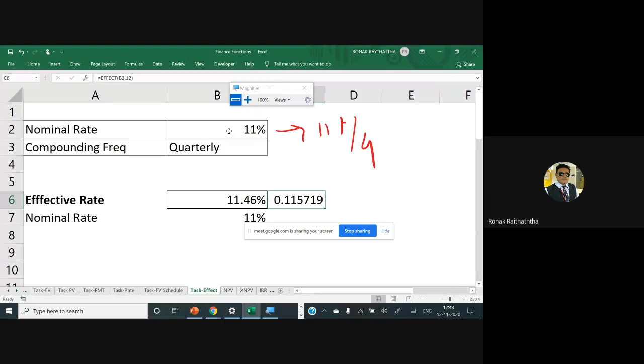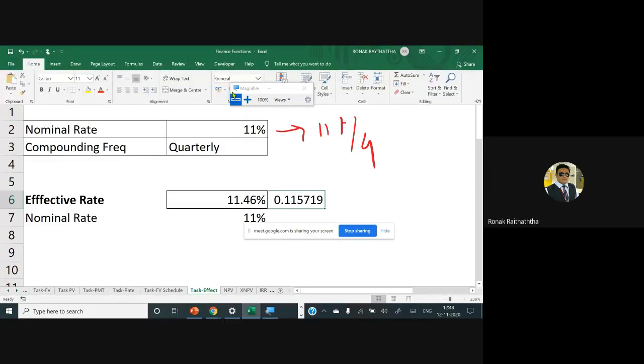Now it gives you the answer in decimal. That can be converted into percentage by going to the Home tab, selecting the percentage sign from there, and increasing the decimals from here. So it comes to 11.57%.